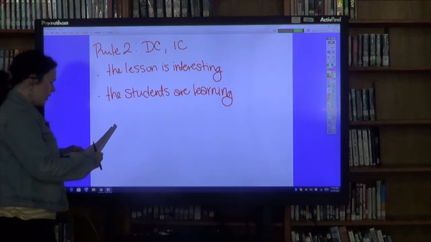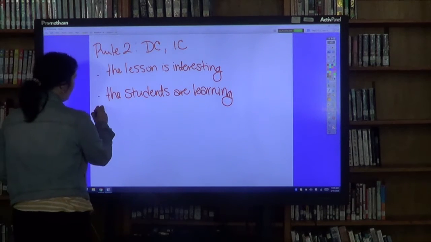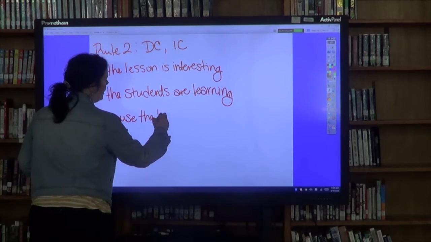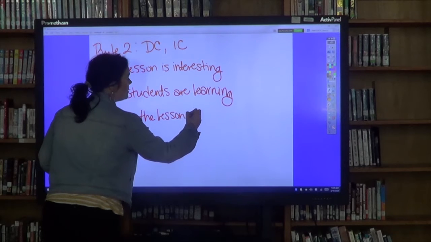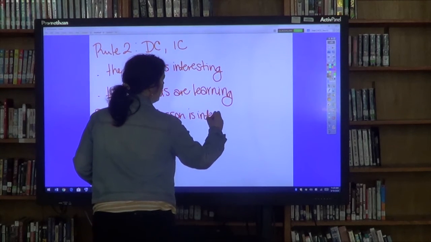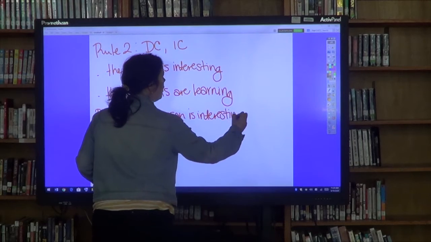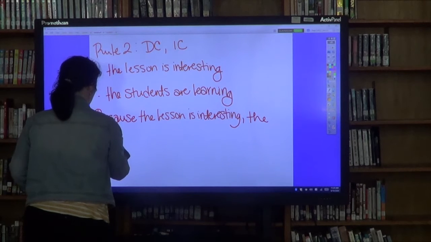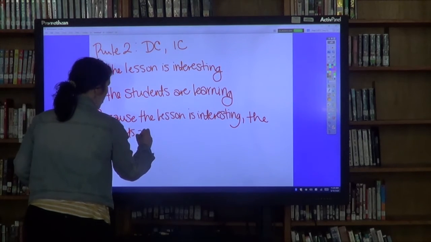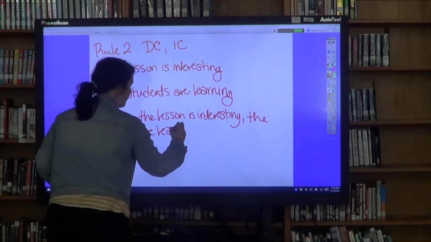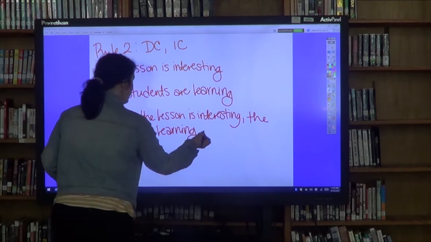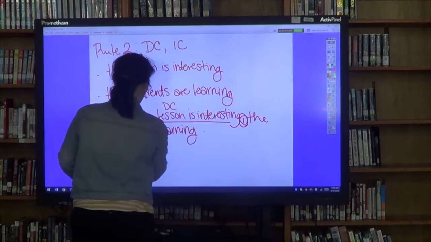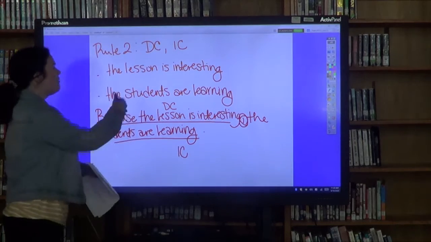So, what I'm going to do here is add the word "because" at the beginning. Because the lesson is interesting. That's a dependent clause, and I'm following with my rule, comma, the students are learning. Okay? So I have my dependent clause, I have my comma, and then I have my independent clause. So I followed Rule 2.